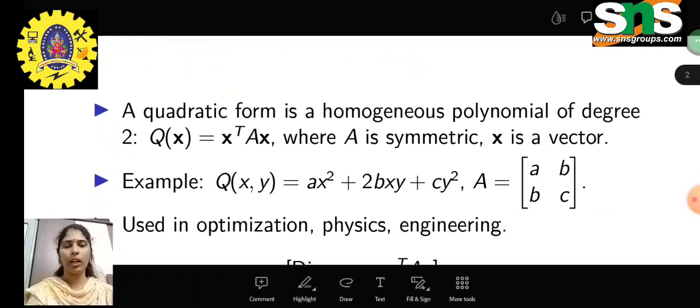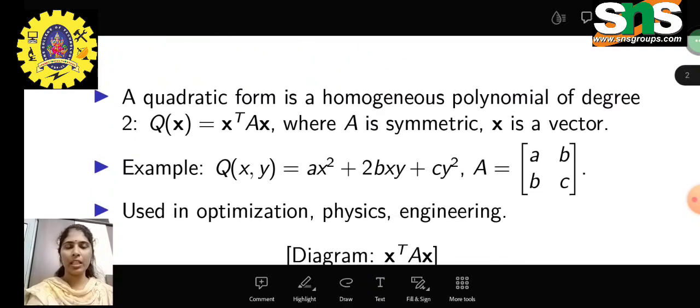Now let us see one example. Q of x comma y is equal to ax square plus 2bxy plus cy square for a matrix A is equal to a b b c. Since we have considered the matrix as a symmetric matrix, we are going to take this as A, B, B, C. So if we take transpose also, we will get A, B, B, C.